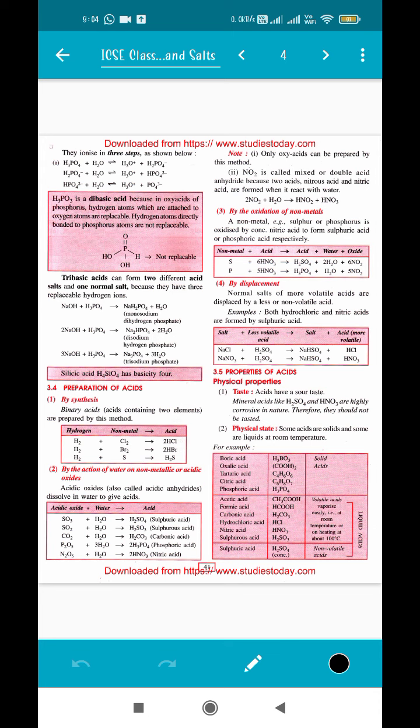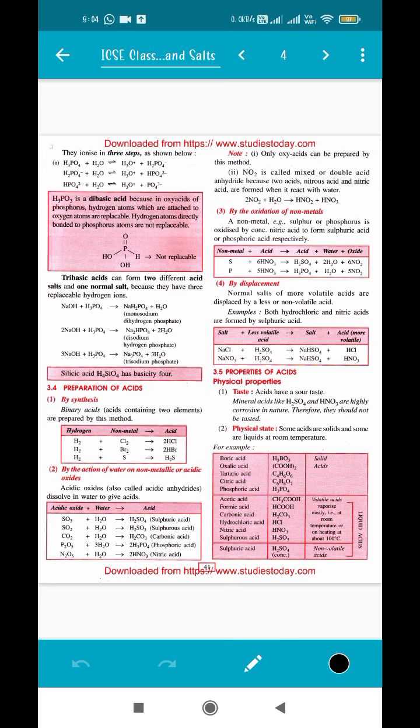So what does it mean? Just check out the structure of H3PO3. There is P in the center. It will always form a double bond with oxygen. This you will learn in class 11 in much more detail. So along with P there is a double bond with oxygen. One OH is attached, another OH is attached, and then H is attached. This is the structure. So how can you remember this?